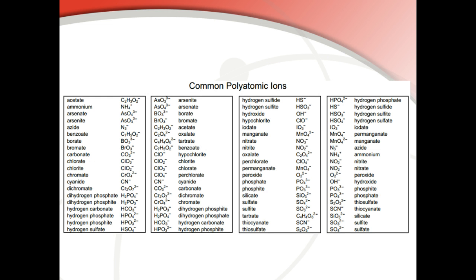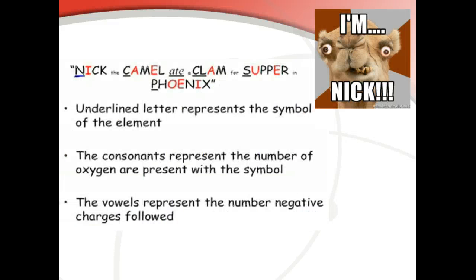Just kidding. There's a bunch of different tricks that I can show you to help you cut down on the memorization. The first trick, the first little mnemonic, is Nick the Camel. Okay, it's just a sentence. Nick the Camel ate a clam for supper in Phoenix. But it's an important sentence because it tells us a number of different polyatomic ions.